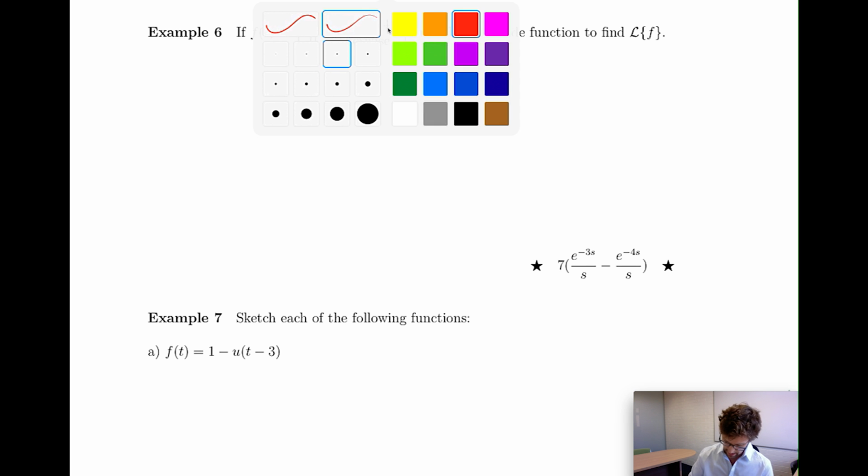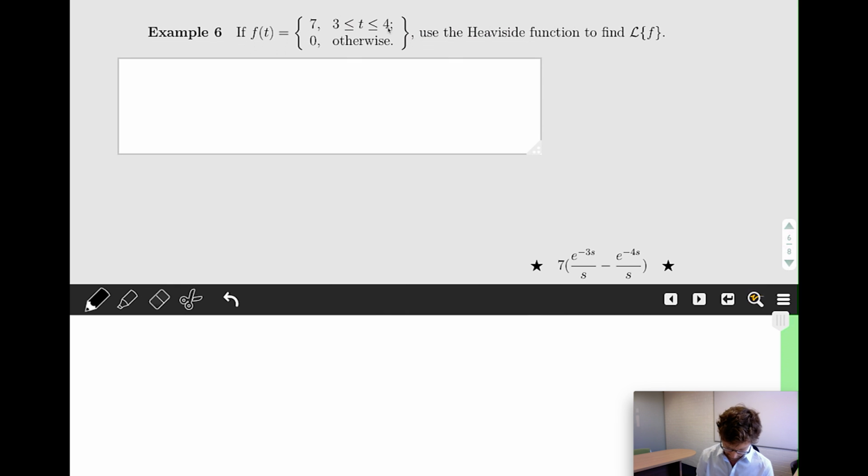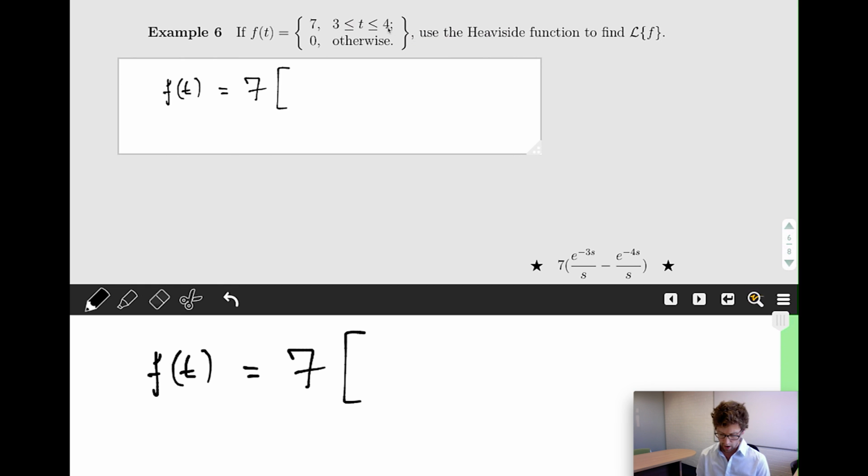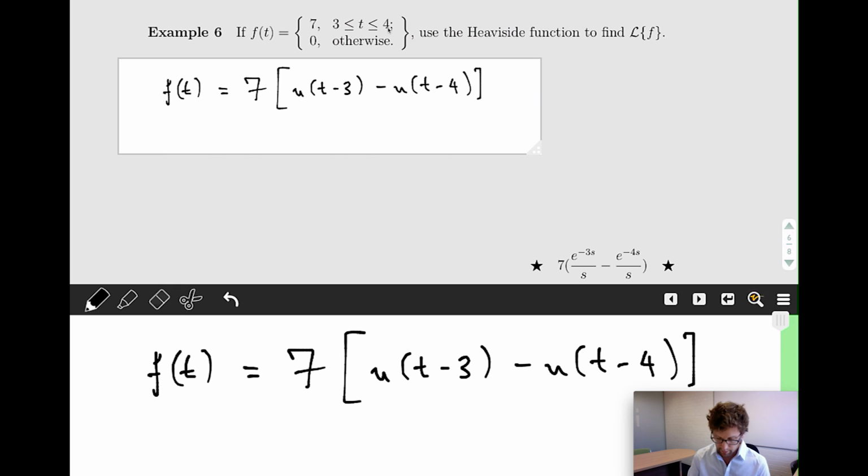So let's express that now as a combination of Heaviside functions. So I'm going to write this as magnitude 7 multiplied by the switch on, switch off function. So that's u of t minus 3 minus u of t minus 4. And we can read this as our function f of t is a function that switches on at t equals 3 with magnitude 7 and switches off at t equals 4. Now we can actually use what we've already calculated for the Laplace transform of the Heaviside function to figure out what the Laplace transform of this combination of Heaviside functions is.